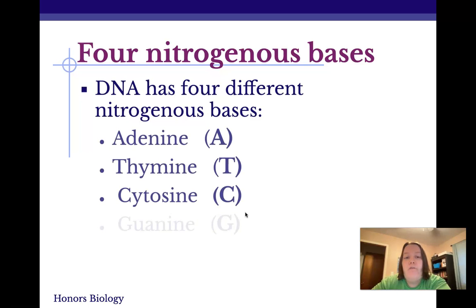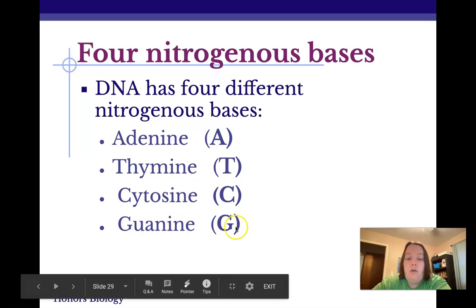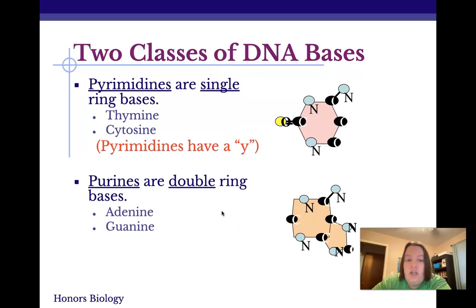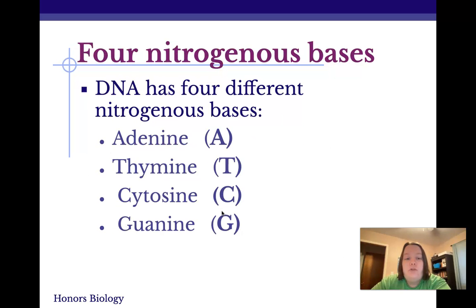Like I said, there are 4 nitrogen bases. We have adenine, which is represented with an A, thymine represented with a T, cytosine represented with a C, and guanine represented with a G. Typically, we're just going to say these as A, T, C, and G. Those 4 bases are divided into 2 groups.